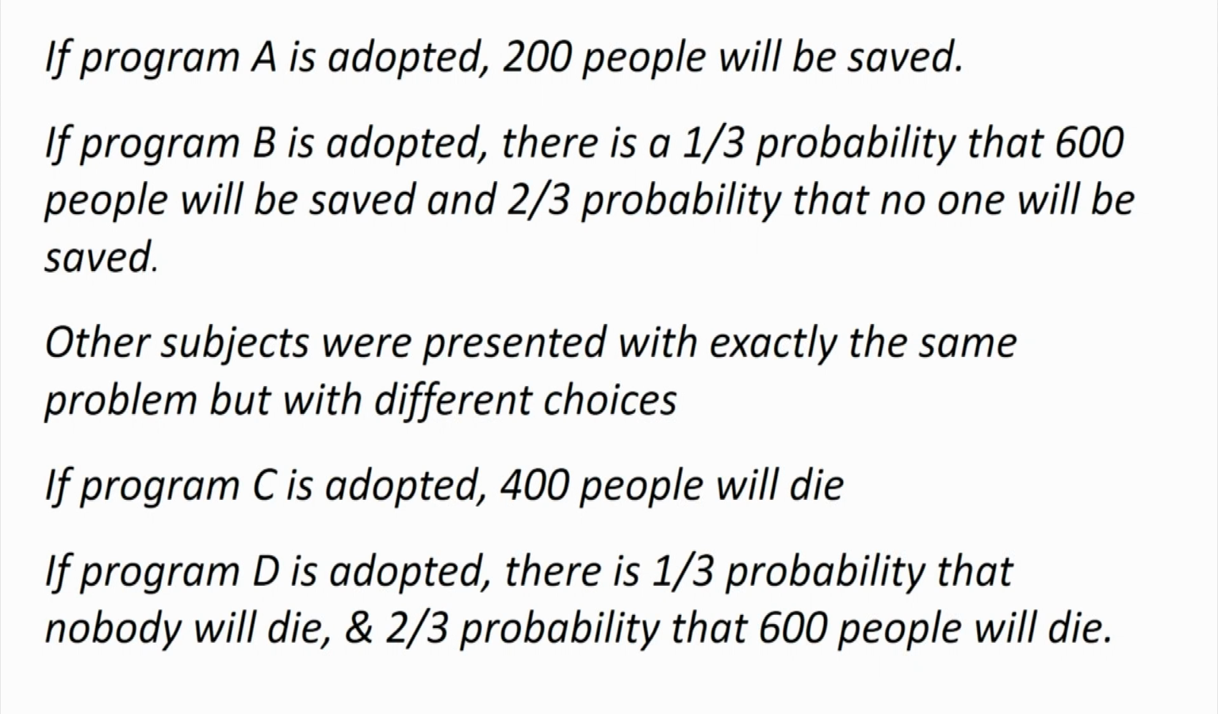Another group of subjects was presented a similar situation, in which it was stated that if program C is adopted, 400 people are going to die, but if program D is adopted, there is a 1/3 probability that nobody will die and a 2/3 probability that 600 people will die. Now, look at these two options.